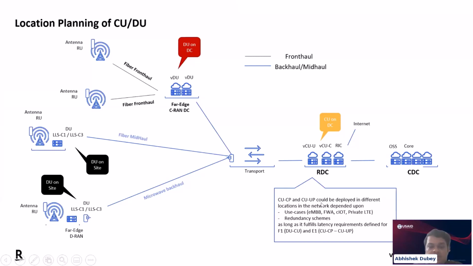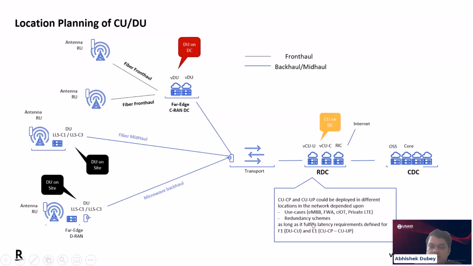As far as CUCP and CUUP is concerned, that all depends on the use cases you are willing to deploy. If you are willing to deploy latency-stringent use cases, then the CUUP should be nearby your site. If you are only going with eMBB, fixed wireless access, IoT, private LTE kind of things, then the CUCP and UP can be in the same place. There is no issue.